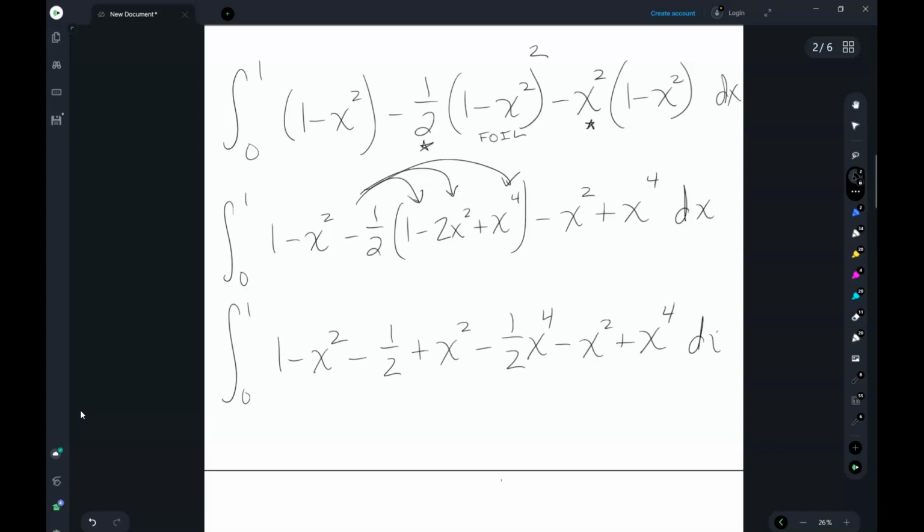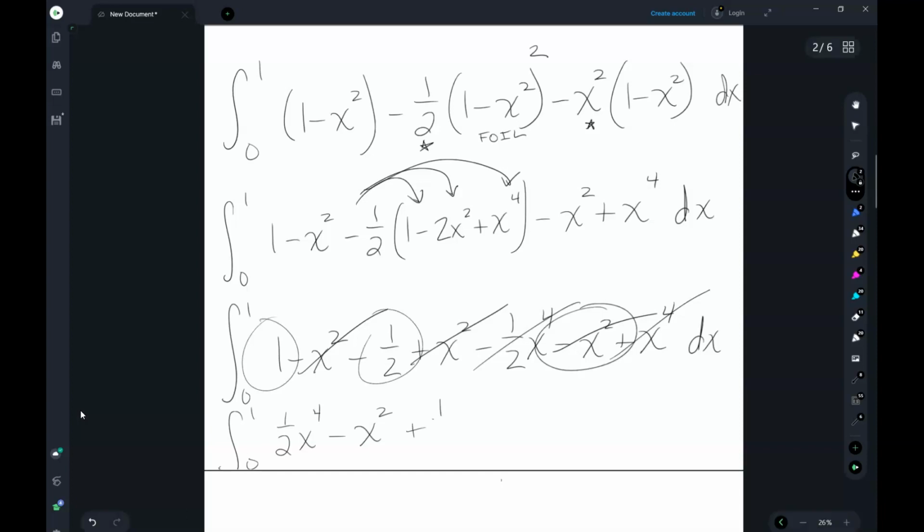I'm going to combine like terms, and just to keep it nice and organized, I'll start with the biggest exponent. I've got a plus x to the 4th and a minus 1/2 x to the 4th, which leaves us with a positive 1/2 x to the 4th. A minus x squared and plus x squared cancel out, but there's still one more, so we'll keep that additional minus x squared. And then we've got some constants. We've got 1 minus 1/2, which is a positive 1/2.